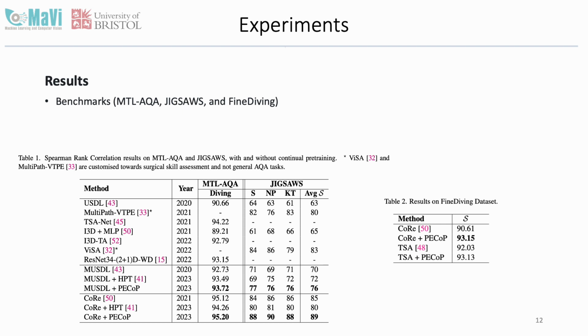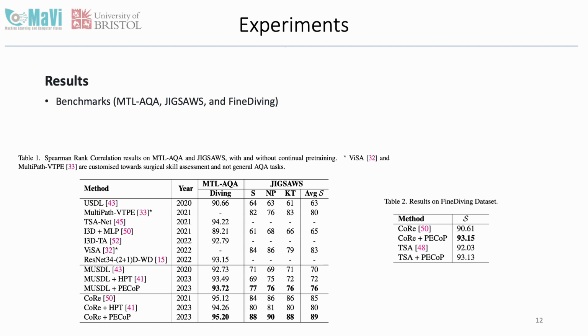In Table 1, we show our results on the MTL-AQA and JIGSAWS datasets, comparing our baseline methods MUSDL and CoRe with enhancements by PECoP and a recent continual pre-training workflow named HPT. As you can see, our PECoP method consistently improves results across all tasks, especially on JIGSAWS. On the other hand, HPT actually decreased CoRe's performance, likely due to overfitting because of its larger parameter updates.